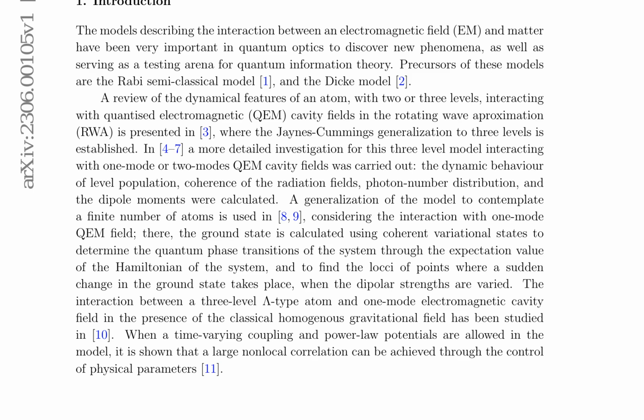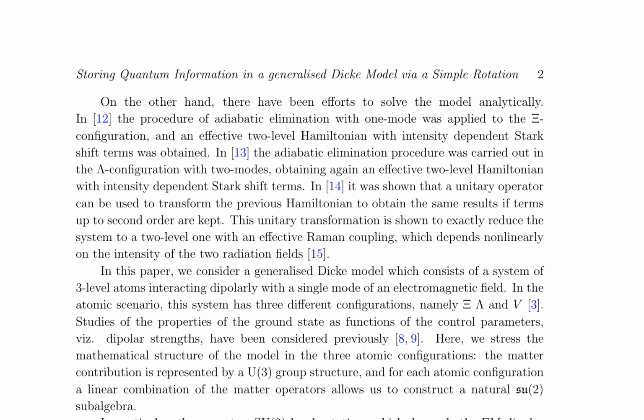Crucially, this approach preserves the quantum phase diagram of the system, making it suitable for quantum information storage, retrieval, or communication. Building upon established models like the Rabi and Dicke models, this method generalizes the interaction to a finite number of atoms, offering a significant advancement in quantum information processing. The storage of quantum information in a generalized Dicke model is discussed via a simple rotation.